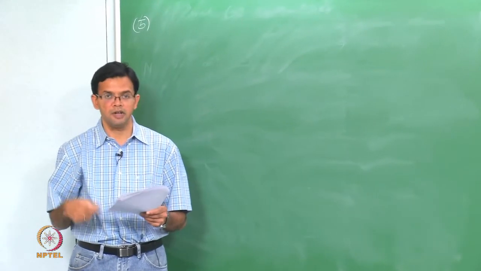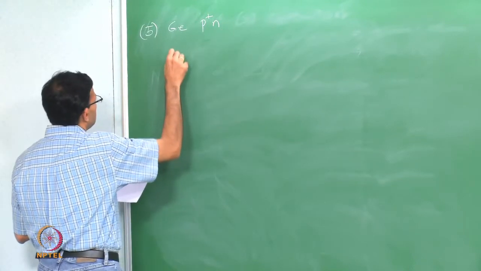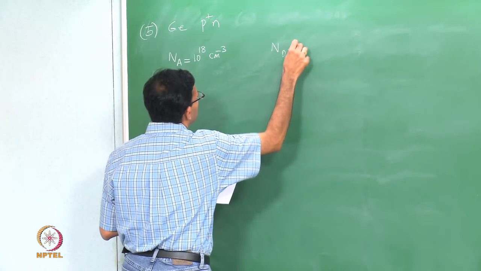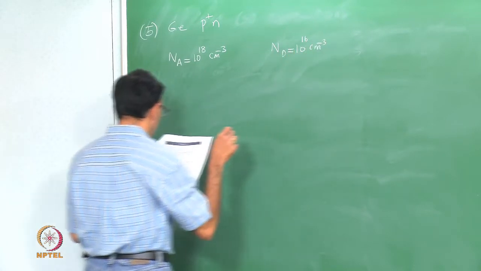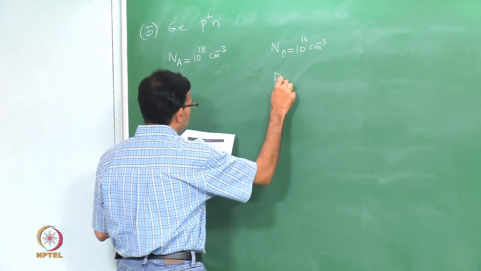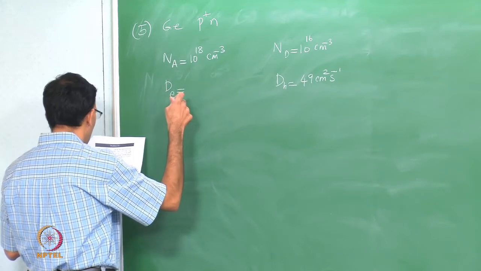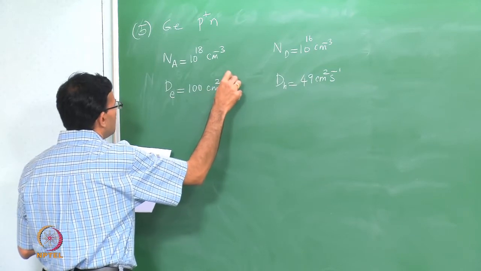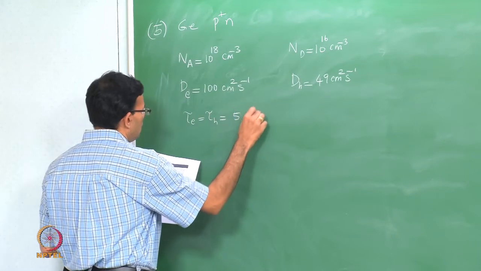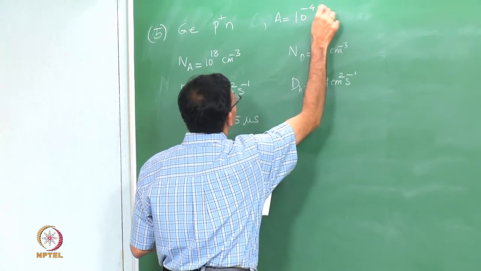Problem 5, you have a germanium p-n junction diode. So, it is germanium p plus n, the values are given. Na is 10 to the 18 per centimeter cube, Nd is 10 to the 16. Dh is 49 centimeter square per second, De, because we are looking at minority carriers, is 100 centimeter square per second, tau E is equal to tau H, which is equal to 5 microseconds, and the cross sectional area is 10 to the minus 4 centimeter square.